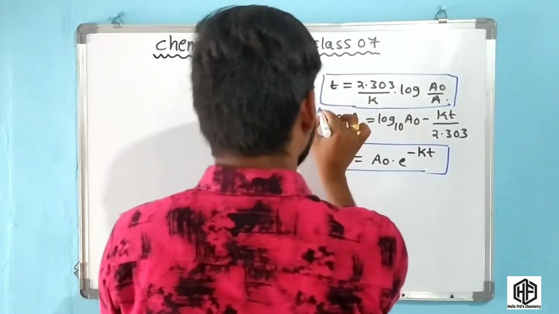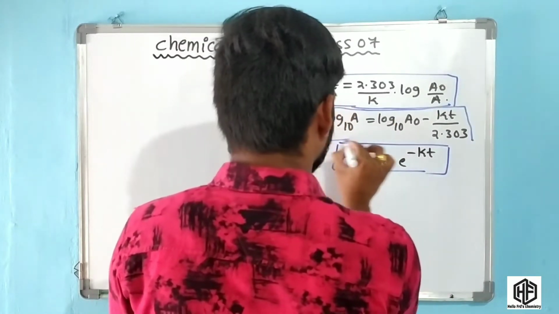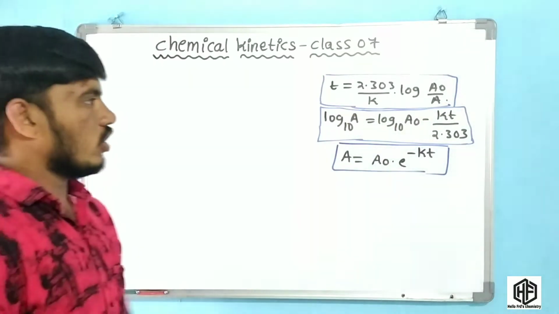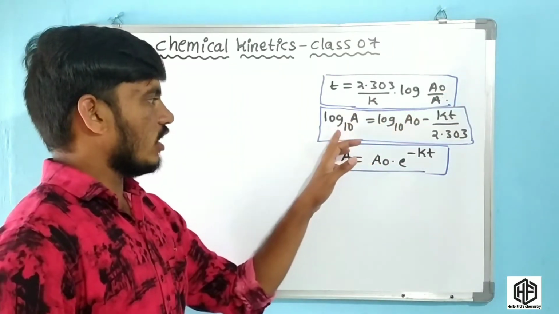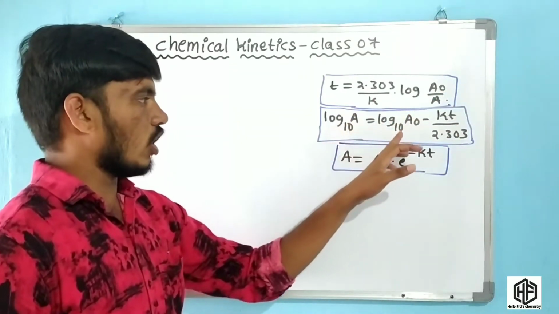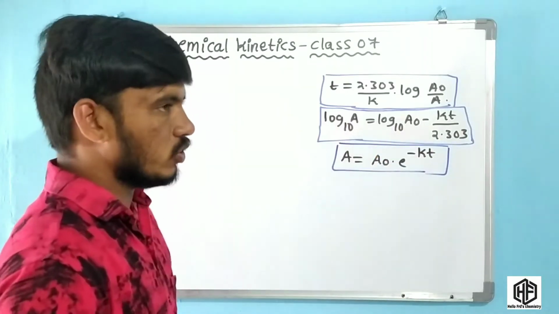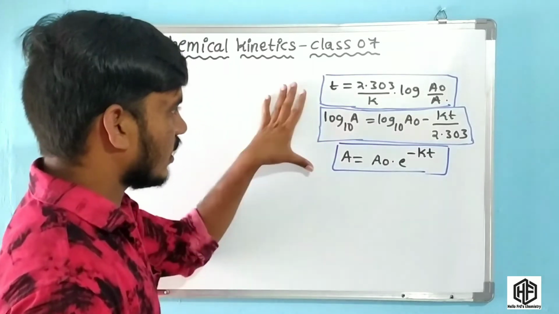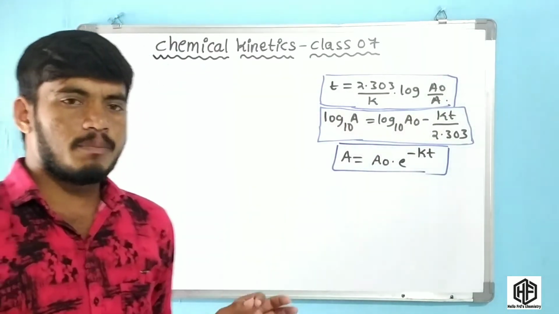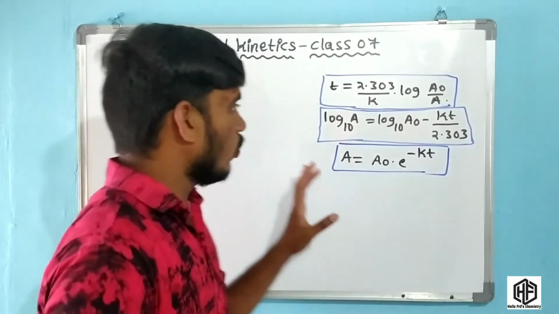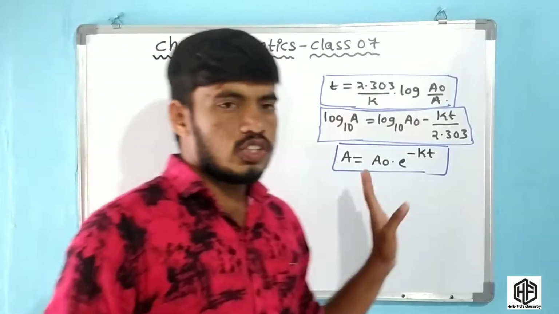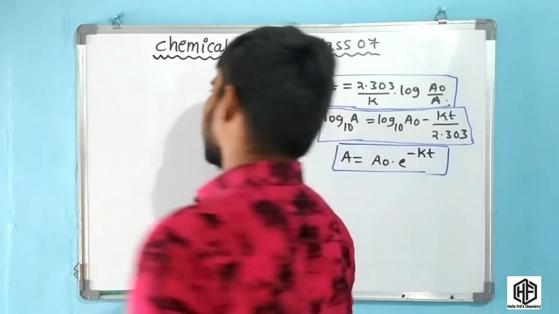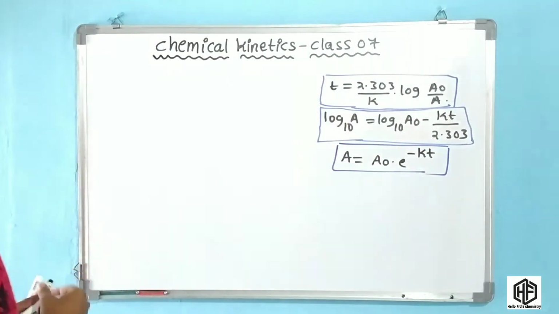Okay friends, t = 2.303/k × log a₀/a, and log₁₀ a = log₁₀ a₀ − kt/2.303, and a = a₀ × e^(−kt). These are the important formulas present in the first order reaction. Now this video continues the first order reaction integrated rate law. Now the topic is the half life of a first order reaction.